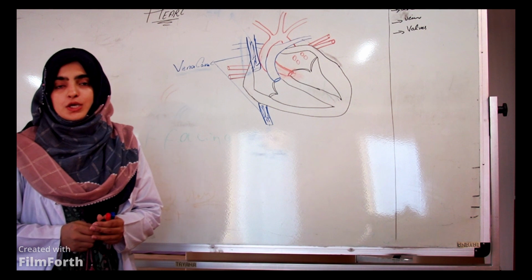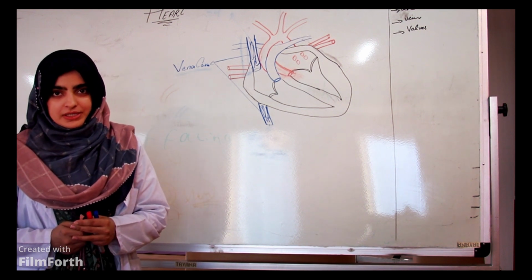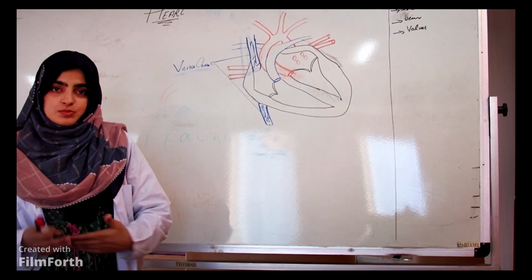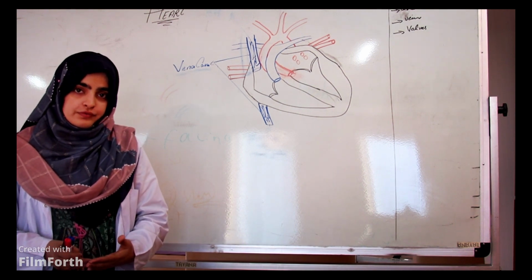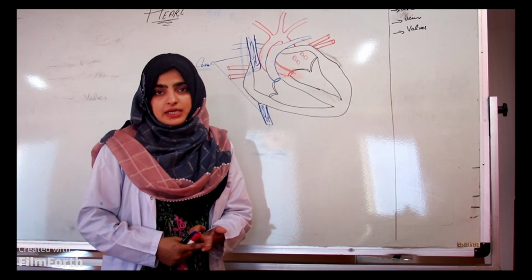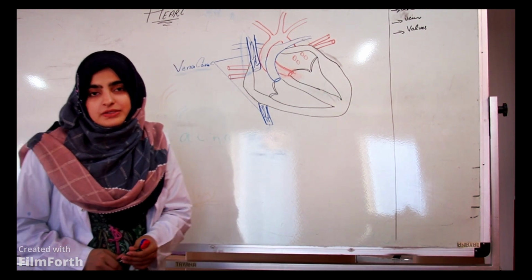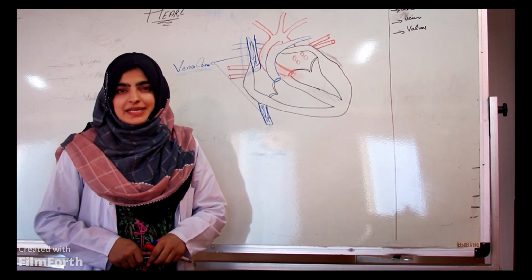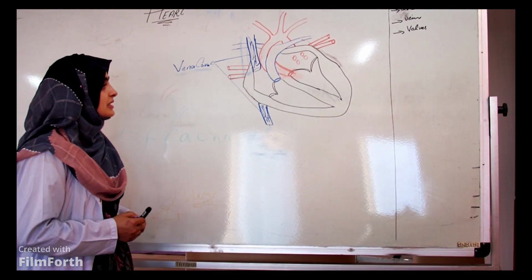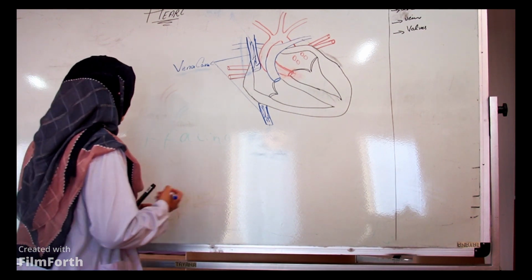In the previous video we have discussed the chambers of the heart, and in this video we will discuss the arteries and veins that carry blood towards and from the heart, and also the walls that are located in the heart. So we are going to start with the veins that carry deoxygenated blood.